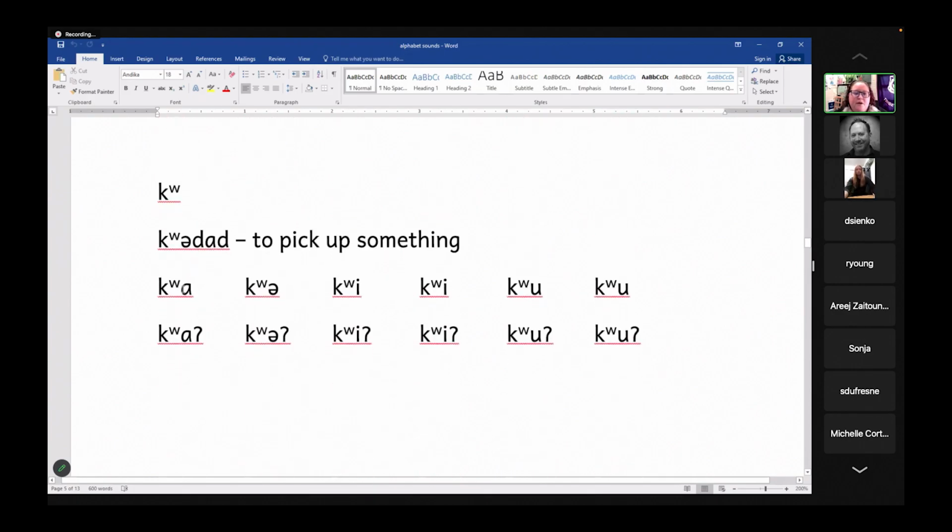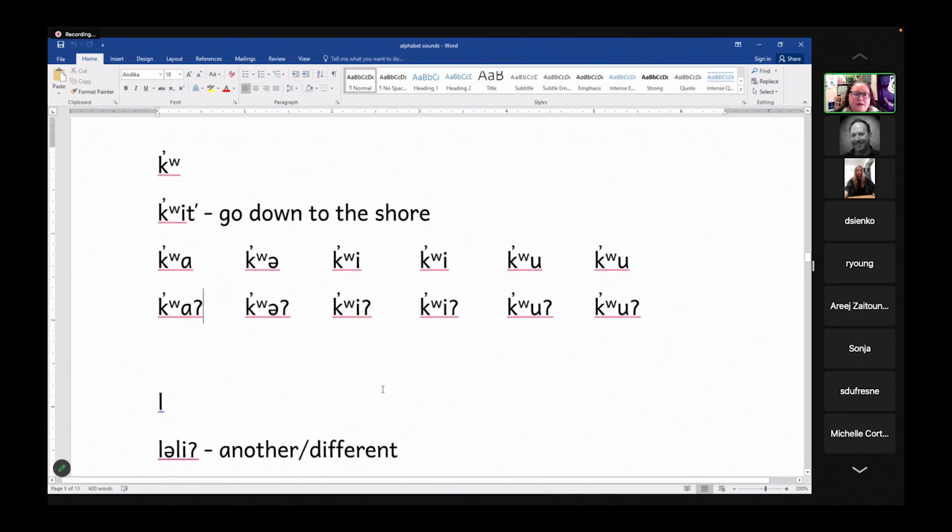K raised W. Qua, qua, qui, que, quo, quo. And then the glottalized K raised W. Qua, qua, qui, que, quo, quo. And with the glottal stop, qua, qua, qui, que, quo, quo.